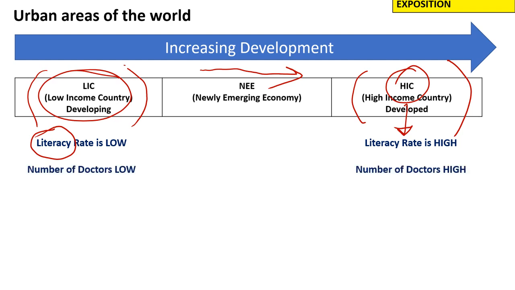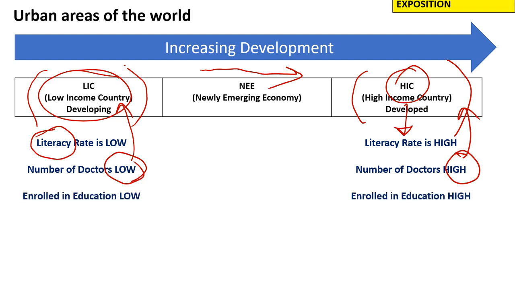The number of doctors. We would expect there to be a low number of doctors in a developing country. We would expect there to be a high number of doctors in a rich country as the government has the wealth to pay for many doctors. Enrolled in education. This is how many go to school. Again, as we've seen, in a low-income country, this might be low. In a high-income country, this might be high.